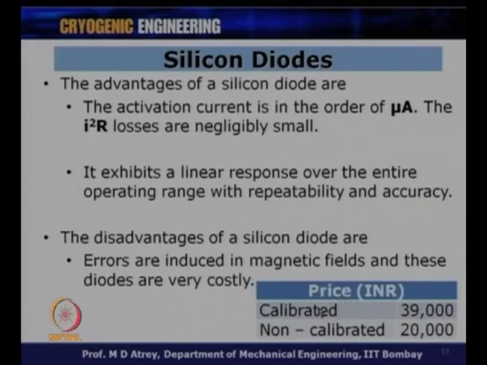The representative prices are, let us say, calibrated silicon diode would cost 39,000 rupees. This is just the cost of the sensor. Then we have the cost of the casing if you want it, then cost of course transport and packaging and things like that. And the non-calibrated ones will be almost half the cost. But then you have to calibrate it also. Alright. So, depending on what temperatures you want to measure, one should buy silicon diodes.